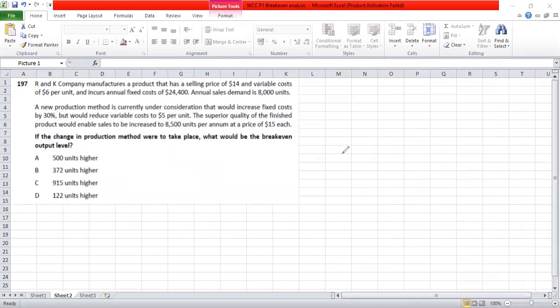Question number 197. R&K company manufactures a product that has a selling price of $14 and a variable cost of $6 per unit and incurs annual fixed cost of 24,400. Annual sales demand is 8,000. A new production method is currently under consideration that would increase fixed cost by 30%, but would reduce variable cost to 5 per unit. The superior quality of the finished product would enable sales to be increased to 8,500 units per annum at a price of $15 each. If the change in production method were to take place, what would be the break-even output level?